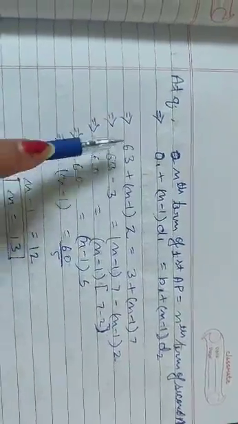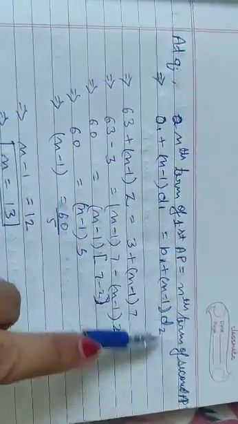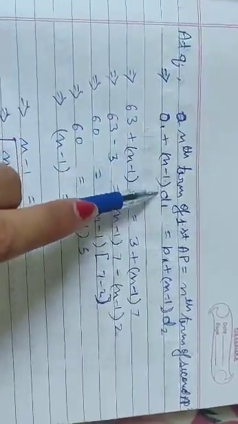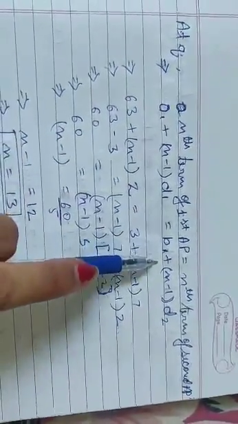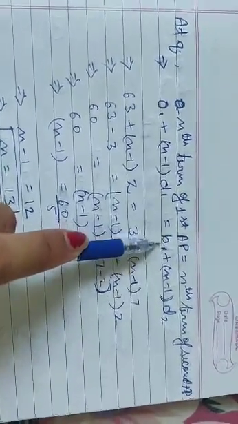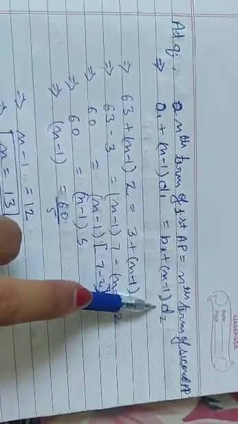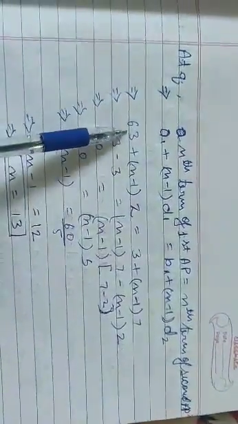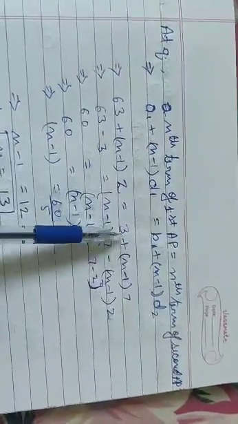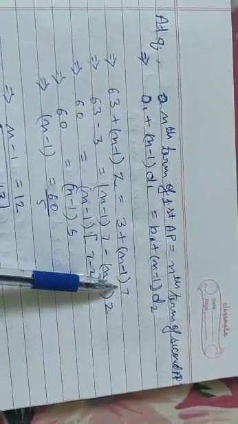Now according to the question, the nth term of the first AP is equal to the nth term of the second AP. The nth term of the first AP can be written as A1 plus (n minus 1)D1 and the nth term of the second AP can be written as B1 plus (n minus 1)D2, and D2 is the common difference of the second AP. Okay, now the first term of the first AP is 63, n minus 1, the common difference of the first AP is 2, is equal to the first term of the second AP, 3, plus n minus 1, the common difference of the second AP, 7.